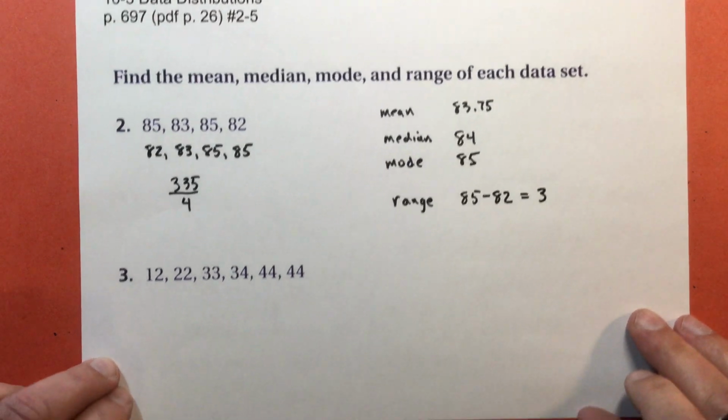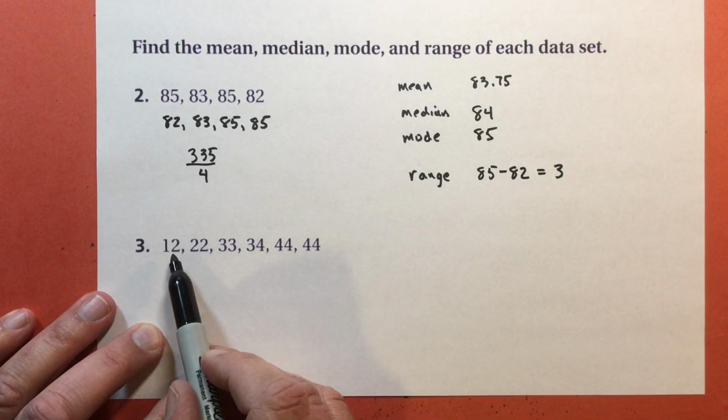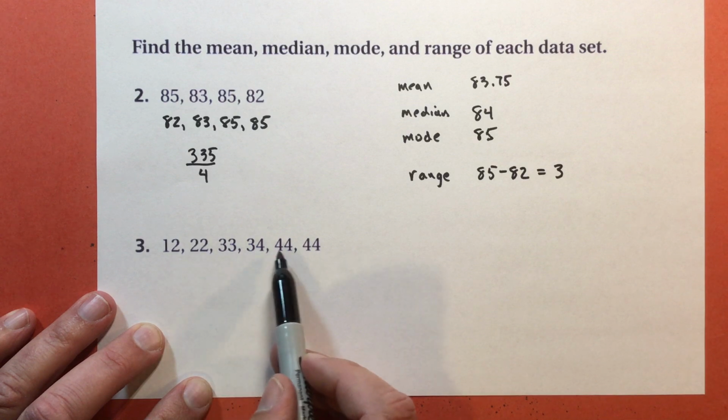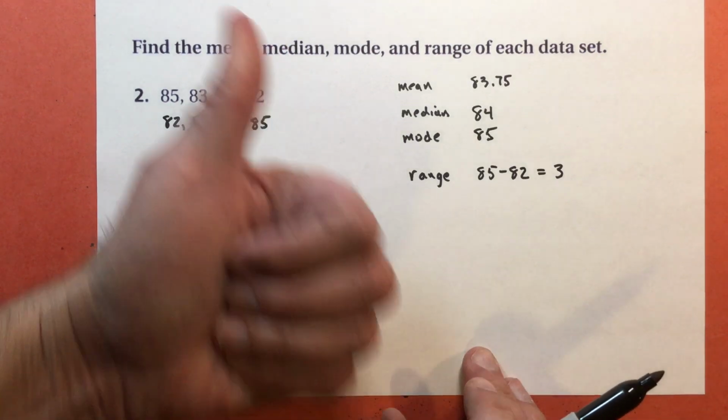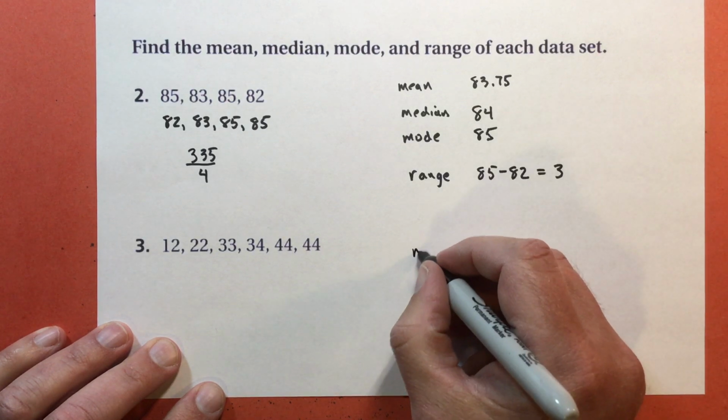All right, I'll move this up a little bit so you can see it. Problem number 3. Let's put them in order. 12, 22, 33, 34, 44, 44. Hey, good job. They came in order. Nice job. So let's find the mean.